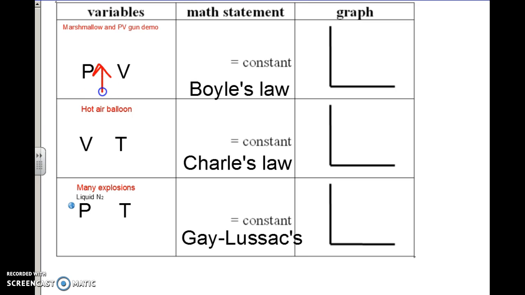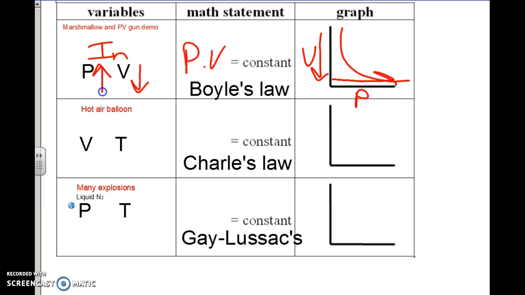So pressure goes up. What do you think is going to happen to volume? Pause it and see if you can put an arrow that you think is going to happen to volume. Volume will go down. That's known as an inverse relationship. If pressure goes up, therefore volume must go down. When those two are multiplied together, you always get a constant. And the graph of this would look like this. So as volume goes down, pressure goes up.